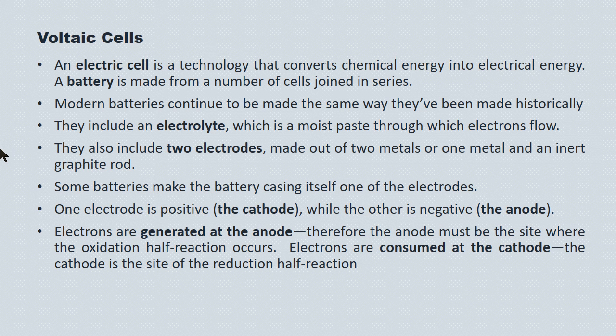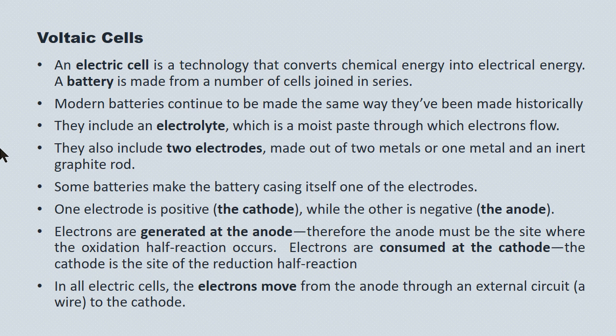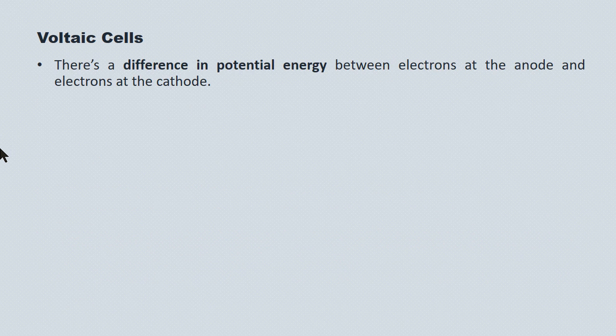Electrons are generated at the anode, making it the site of oxidation, while electrons are consumed at the cathode, making it the site of reduction. And in all Voltaic cells, the electrons move from the anode through an external circuit, like a wire, to the cathode. Why do they flow? Well, there's a difference in potential energy between the electrons at the anode and the electrons at the cathode.